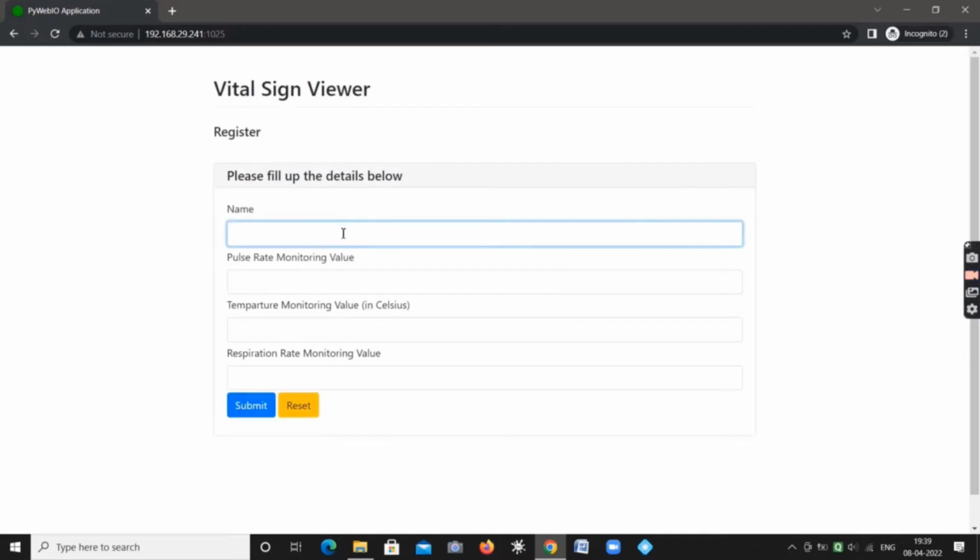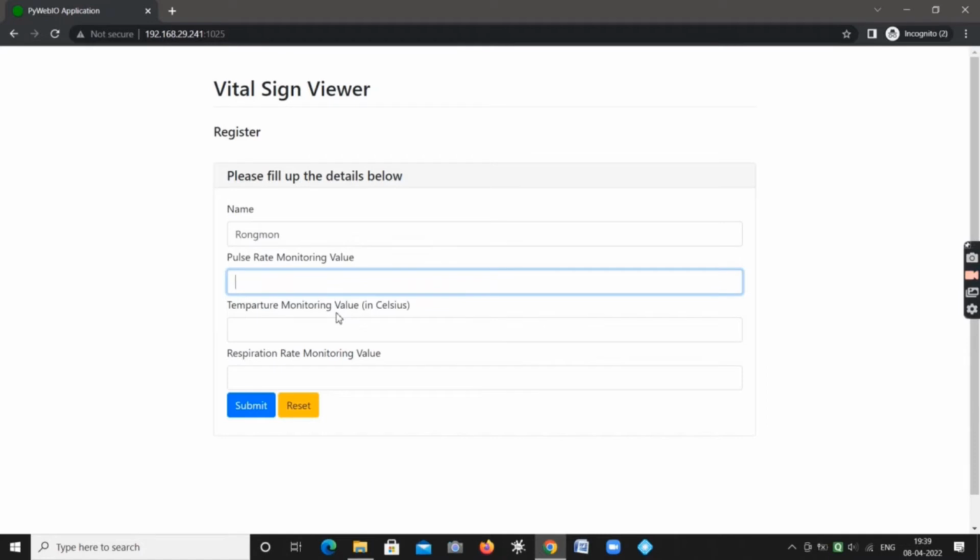Next, in order to register a new patient, we'll enter the name of the patient, and either we can enter the values here if there is a specific monitoring value for the patient, or we can leave these blank in order to store them with the normal pulse rate and normal temperature of a person.